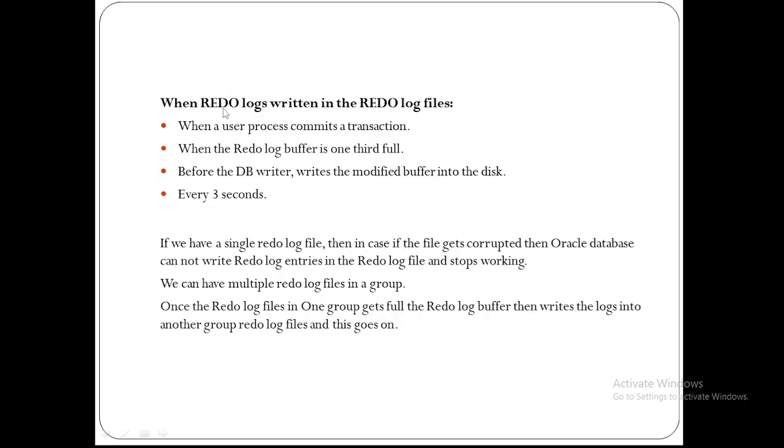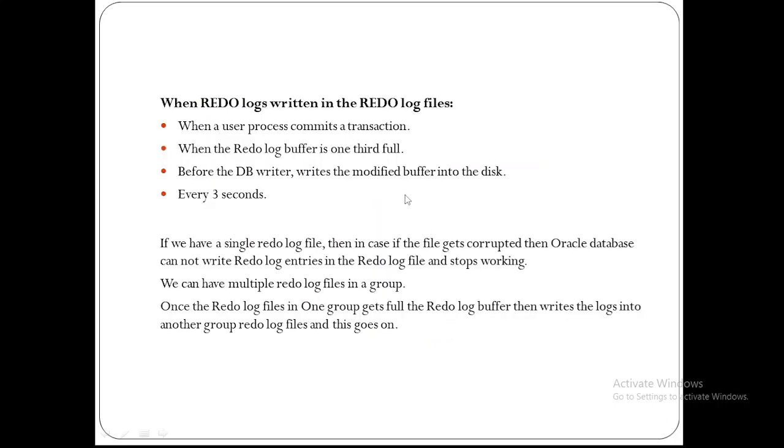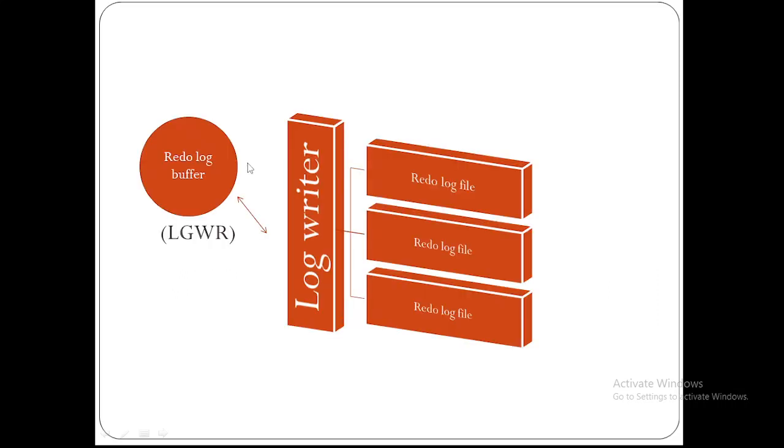Okay, so when redo logs are written in the redo log files, I told you the log writer writes the transactions from the redo log buffer to the redo log files. When a user process commits a transaction, that transaction gets into the redo log buffer, and then the log writer puts that in the redo log files, so that it is committed. We maintain all those transactions, which are updated, inserted, deleted, any changes, in the redo log files.